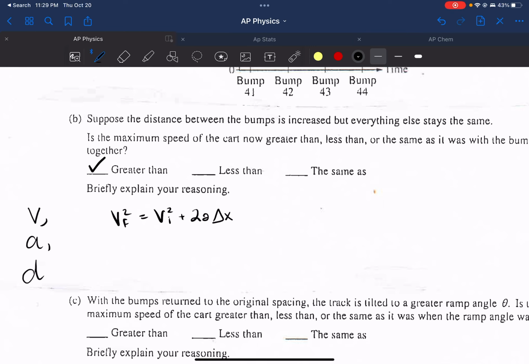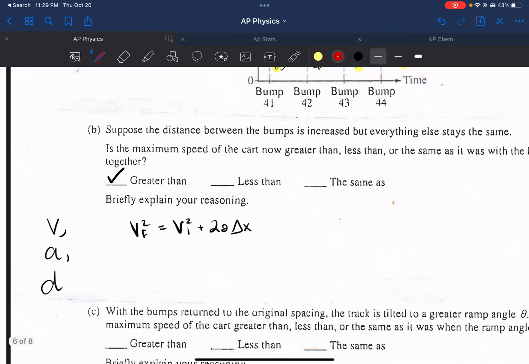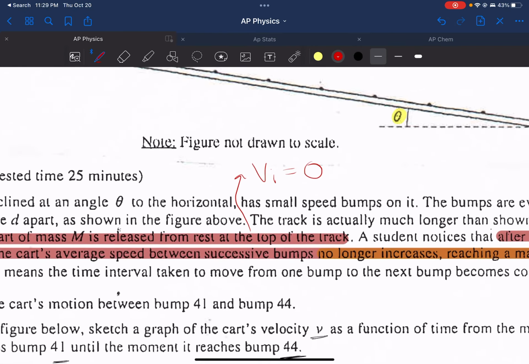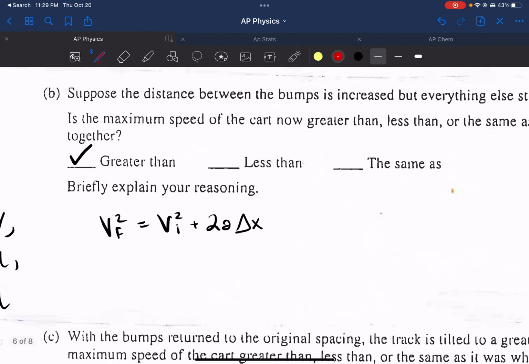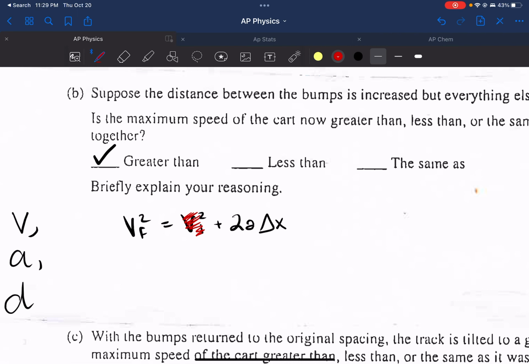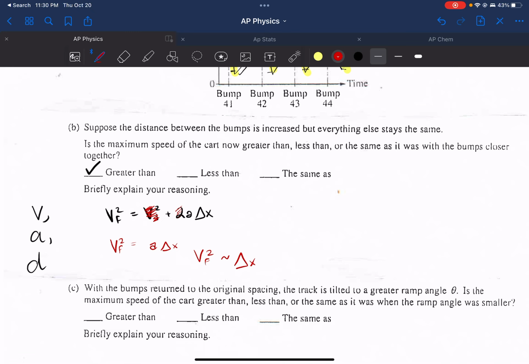Now, our Vi squared is 0 because, like we said here, Vi is equal to 0. So this cancels out. Our 2 is a constant, so we can just ignore it for right now. So we have Vf squared is equal to A delta x, which means that we can assume our Vf squared is proportional, not directly as in a 1-to-1 ratio, but proportional, to our distance. This would be your quantitative reasoning.